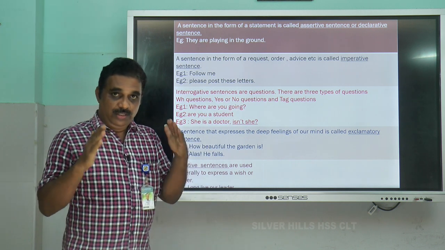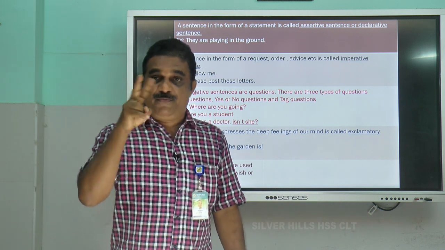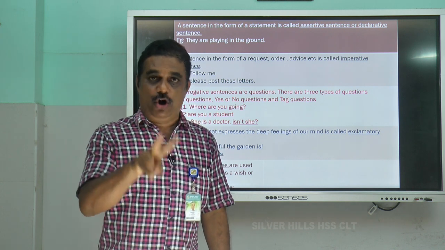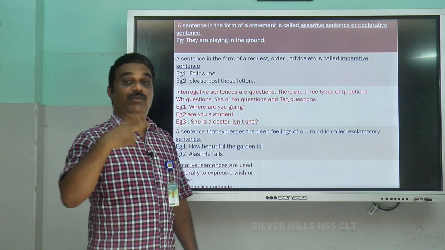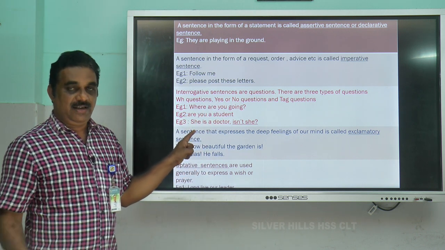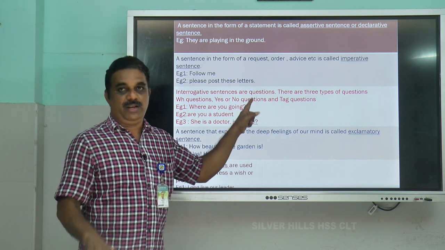I told you this sentence is again divided into 2. One is affirmative sentence and the second one is negative. When we are adding not to the positive sentence, it will become negative. Affirmative sentences are positive sentences and negative sentences convey a negative sense or meaning.